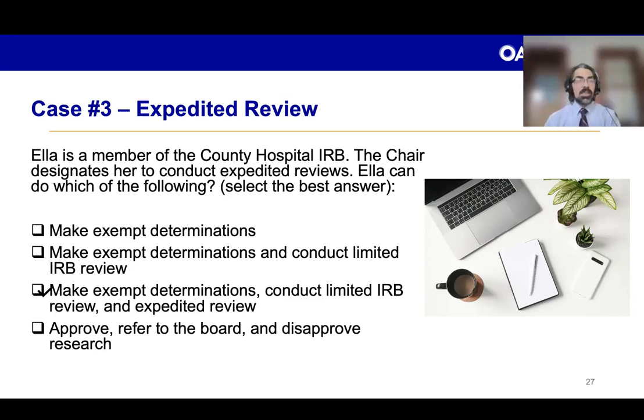So this is fantastic. Now, the last answer choice is a little tricky. We talked about this towards the beginning of the presentation. But an expedited reviewer can approve and refer to the full board for discussion, but only the full board is allowed to disapprove. So therefore, Ella can do everything but the last point. She's not allowed to disapprove research because expedited reviewers don't have that permission. They don't have that power under the regulations.